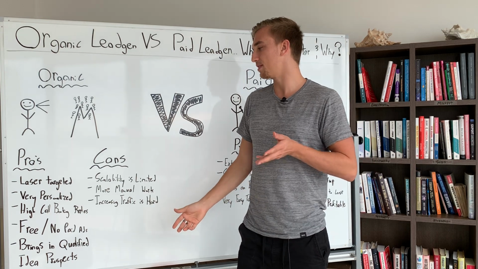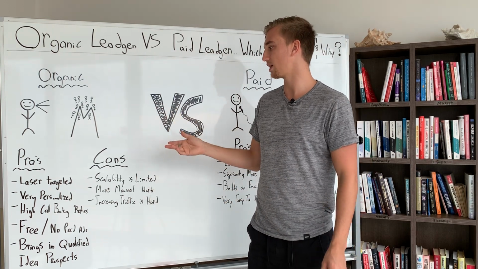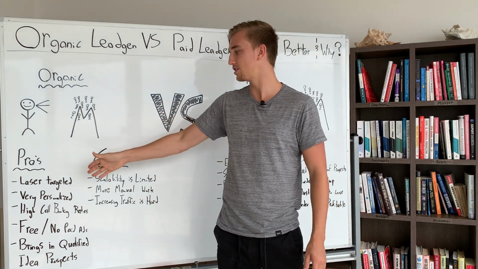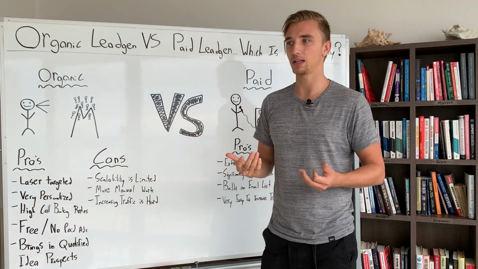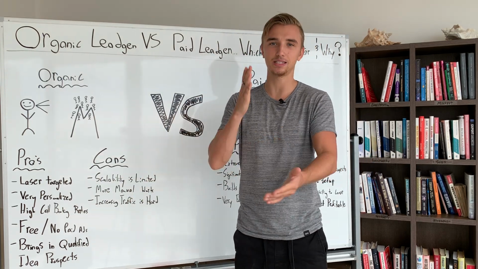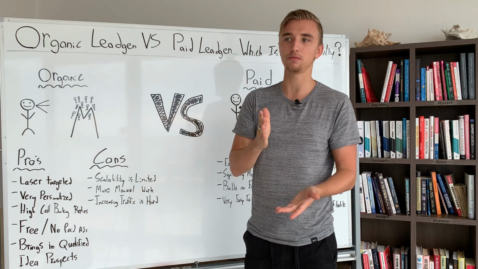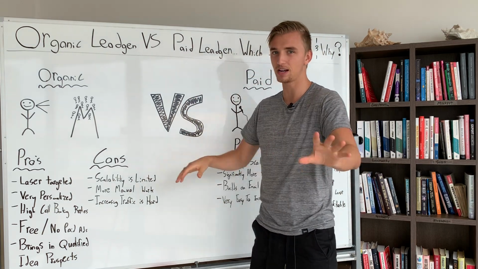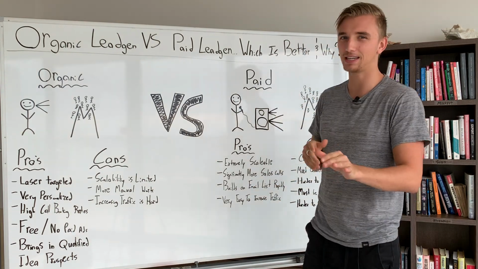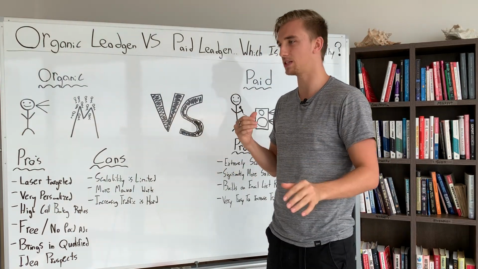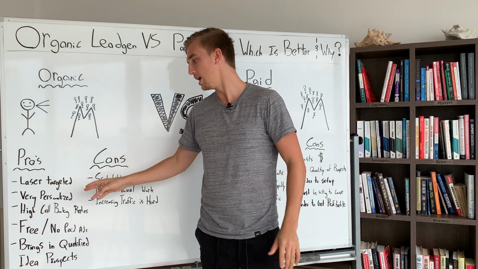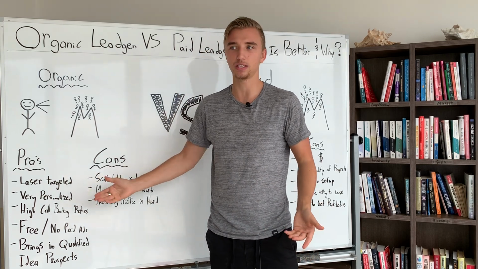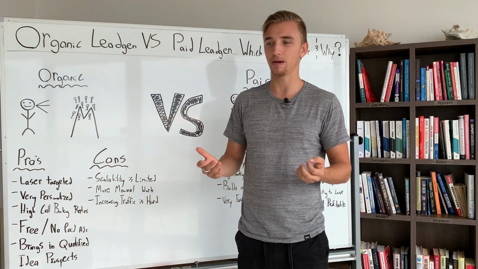So the pros of an organic lead gen system are simple. It's very laser targeted because in an organic lead gen system, you have the ability to send a direct email or a direct message personally to the ideal prospect that you want to work with. Okay, this is not possible in paid ads. It kind of is, but we'll dive deeper into that in just a second. So it's laser targeted. It's very personalized. Again, because it's laser targeted, you can basically make it extremely personalized.